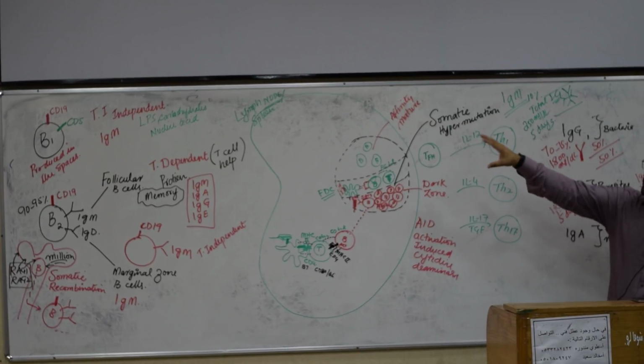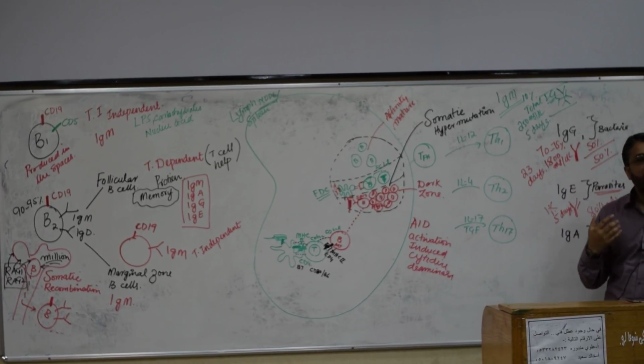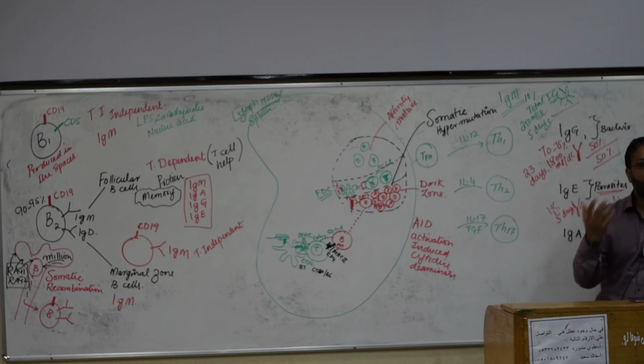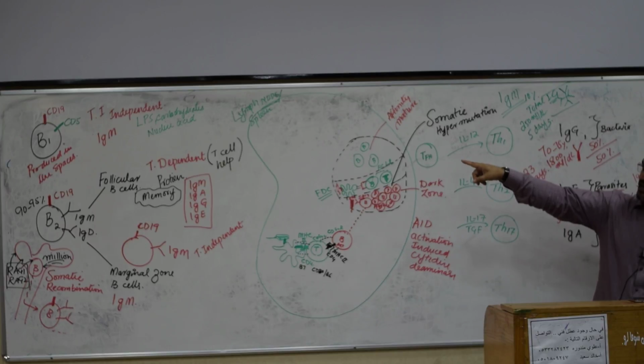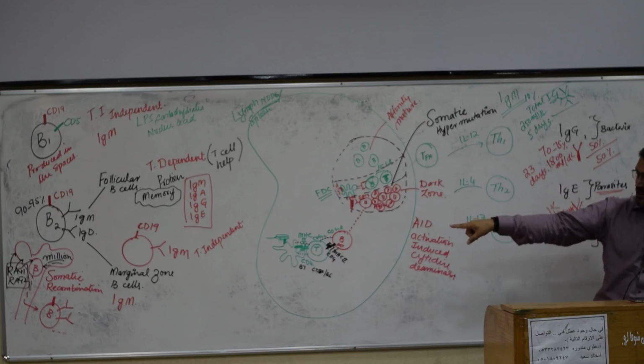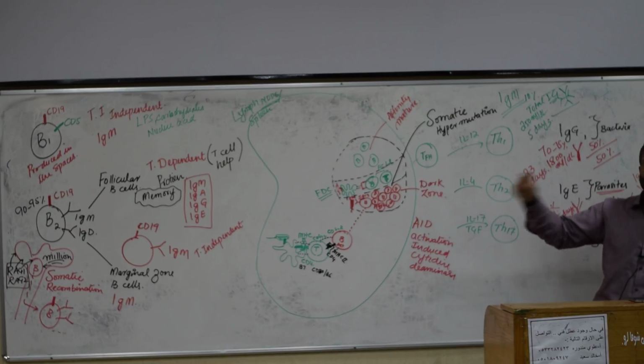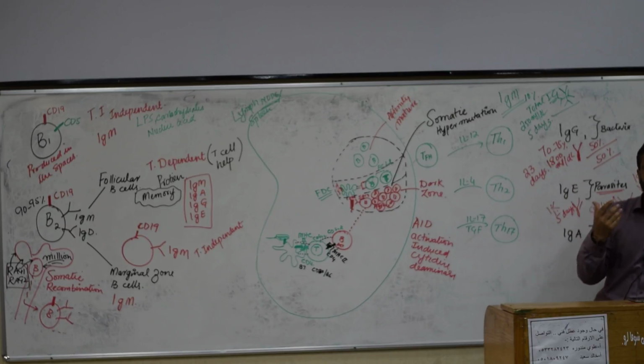Now coming to T independent responses, there are pathogens that are made up of carbohydrates. For example, we'll take gram-negative bacteria which have LPS, lipopolysaccharides. So the lipid component and the saccharide component can be recognized by the CD5 and CD19 of B1 cells or of the marginal zone B cells. They don't need T cell help, so it will be very rapid. They will immediately produce IgM antibodies. There will be no memory cells.